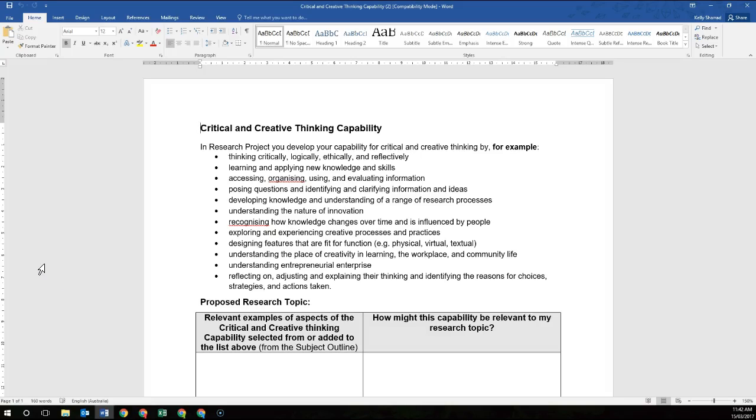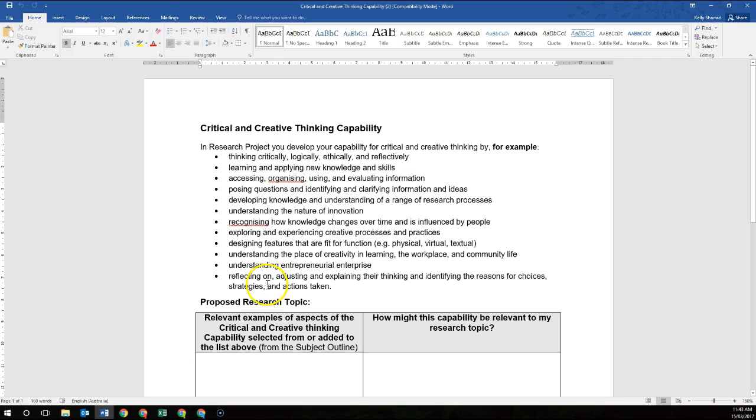Hi everyone, I'm going to be explaining how you develop your critical and creative thinking capability. So if you have chosen critical and creative thinking for your capability for research project, you need to explain both in your proposal and the rest of your folio how you actually developed this capability through the research processes and practices throughout your research project.